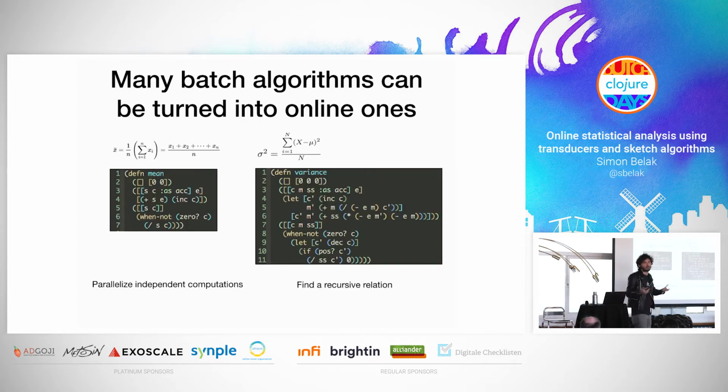So how do you approach this if you have some kind of random algorithm? There are basically two main ways of doing it. One is that you realize that you have essentially independent computations. Like in the case of the mean, we sum up the elements and then divide by their count. And this is something that you can do in one step, where you accumulate the count and the sum at the same time, and then just divide them at the end.